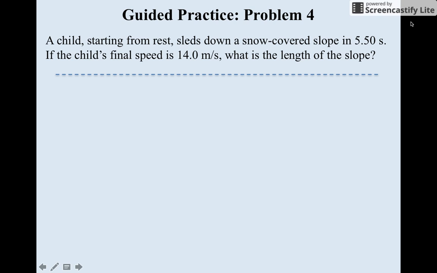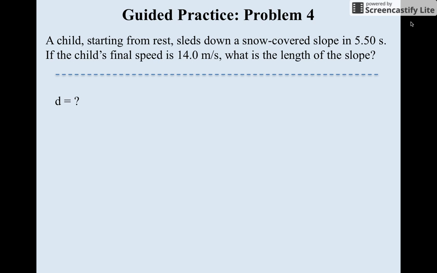All right, so in this fourth problem, also level one, it talks about a child that's sledding down a hill. So let's use our process. What are we solving for? We're solving for length. Length is one of many ways to express that you're solving for distance. So d equals question mark.